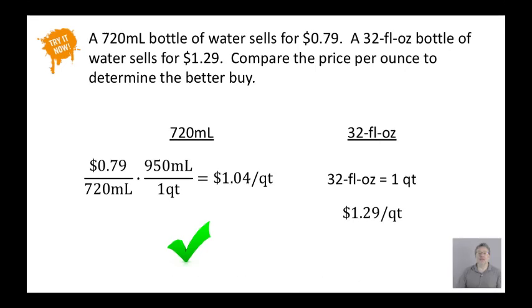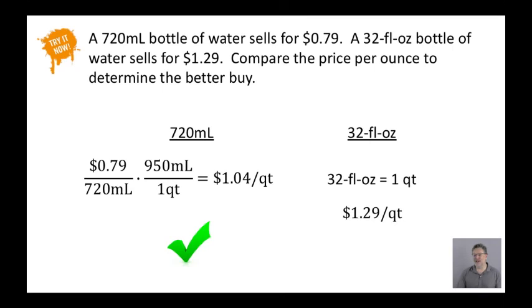Welcome back. Well, this is a very similar process to the previous problem that we did together here. You are comparing a bottle of water that is 79 cents for 720 milliliters to one that is $1.29 for 32 fluid ounces. We can convert 32 fluid ounces very easily to 1 quart, and so the price per quart is simply the price for the bottle, actually, $1.29 per quart.